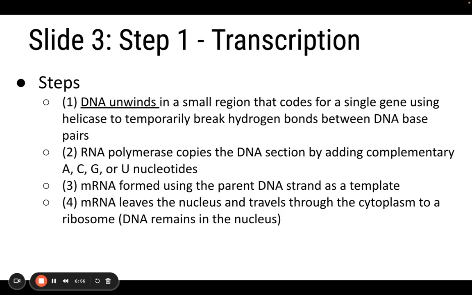RNA polymerase is going to be the next enzyme, and what it does is it's going to copy that small section of DNA by adding complementary RNA nucleotides. So it's going to be A, C, G, or U nucleotides that are added now, complementing the parent strand. After the mRNA sequence is complete, it will leave the nucleus and it will travel through the cytoplasm to a ribosome, but the base pairs will form back between the DNA strands and the DNA remains safely in the nucleus.